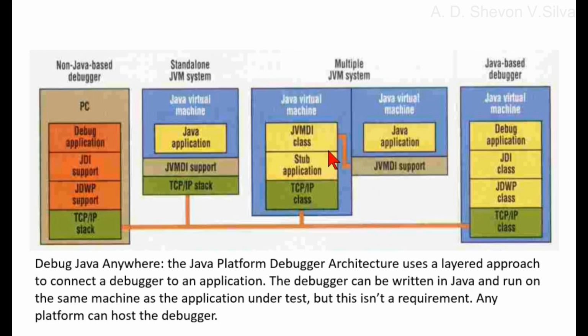This allows implementations to exploit any kind of transport mechanism, from in-memory exchange between the debugger and the application running on the same machine to TCP/IP connections across the internet. Keeping the JDWP generic makes it relatively easy to build a debugger on any platform, not just Java.